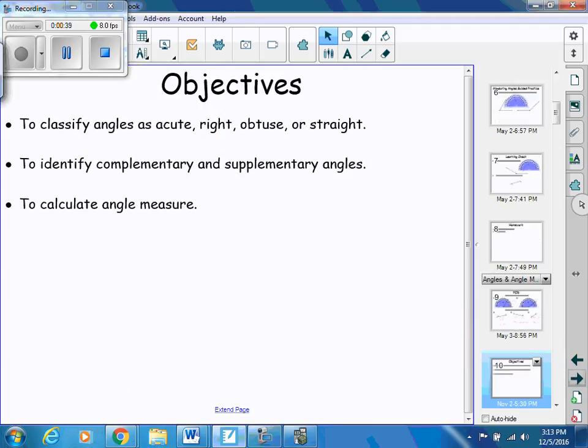The objectives for today are to classify angles as acute, right, obtuse, or straight. We're also going to identify complementary and supplementary angles, and we're also going to calculate angle measures.